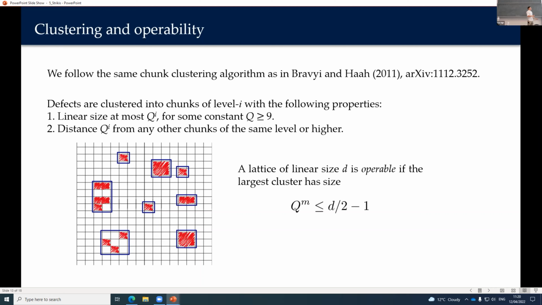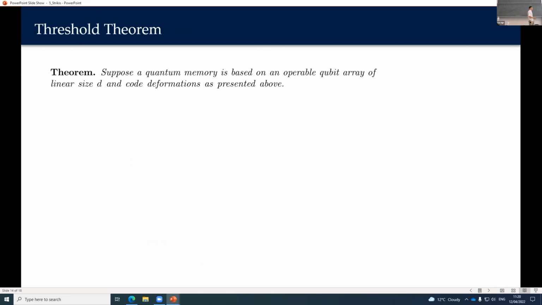We say that the lattice is operable if the largest cluster is less than half the lattice size. And that is achieved with exponential probability with respect to the size of the system, if the fabrication defect rate is below some kind of threshold. So there's already some kind of fabrication defect rate threshold. So this is our main theorem of the paper.